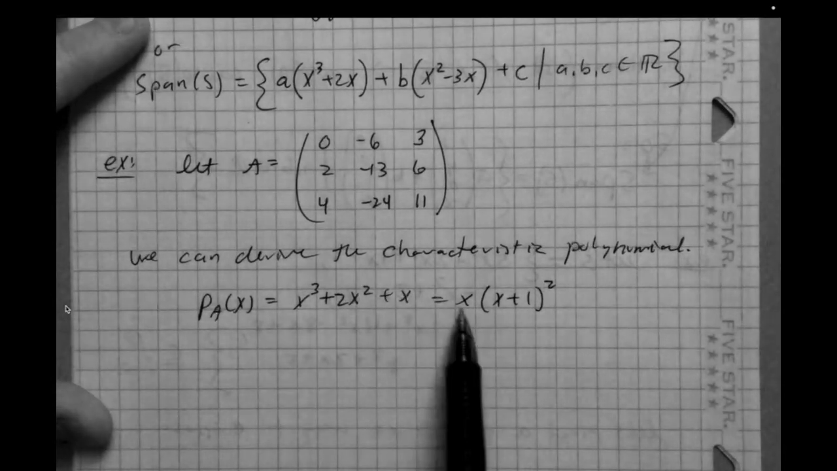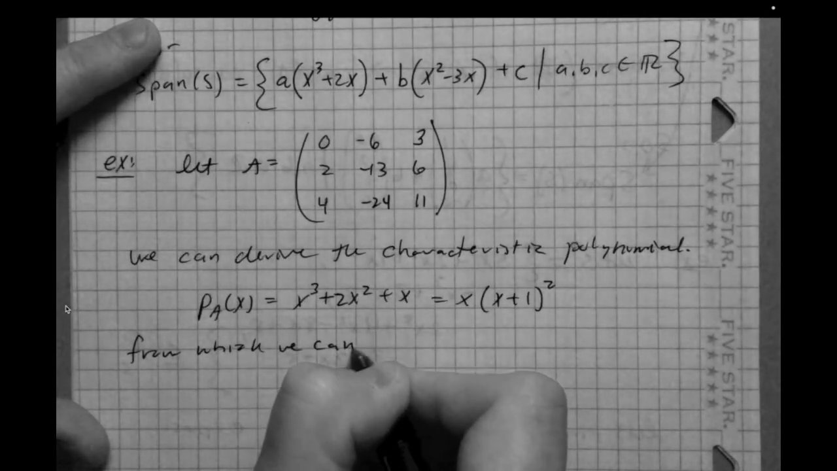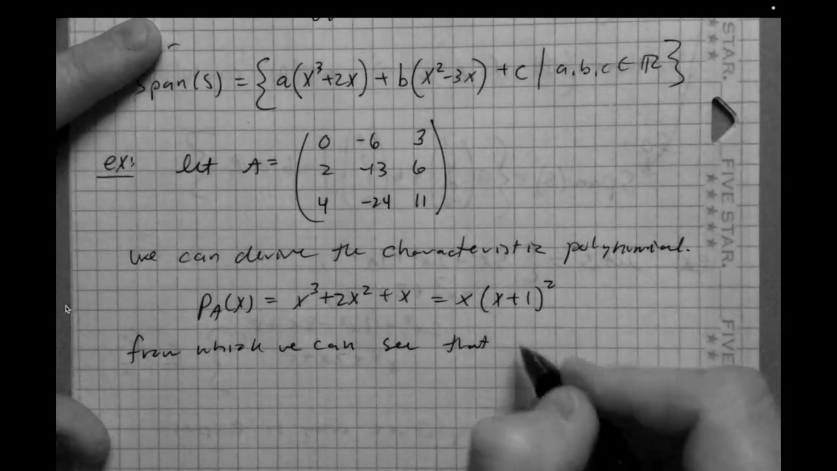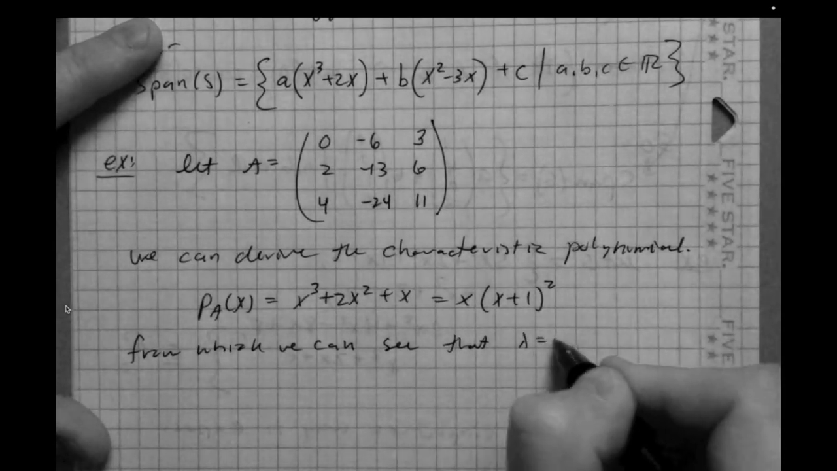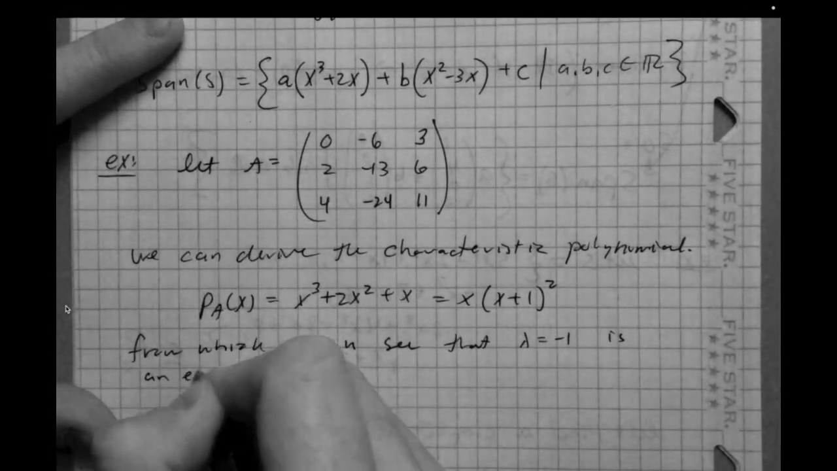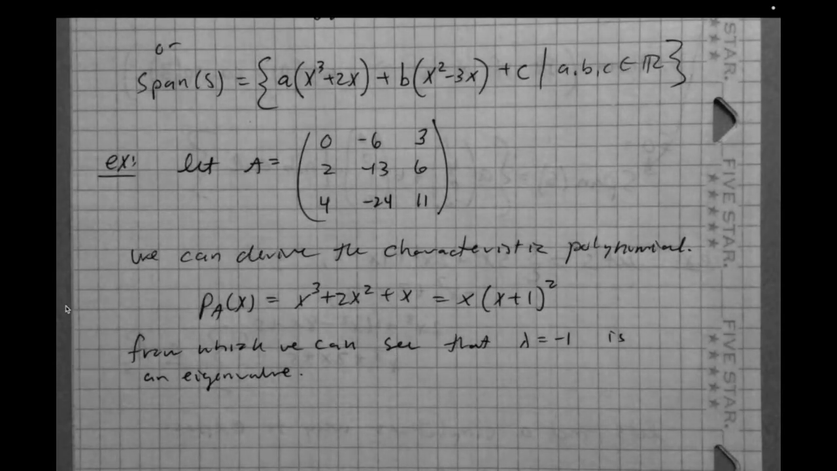And so from this, we can see that there's 2 distinct eigenvalues, and the one we're going to be interested in is lambda equals -1 as an eigenvalue. Okay, there's also lambda equals 0, right? And lambda equals -1 has multiplicity 2, so we would expect there to be 2 of them there, right? And so what we want to do is find the eigenvectors for this guy.